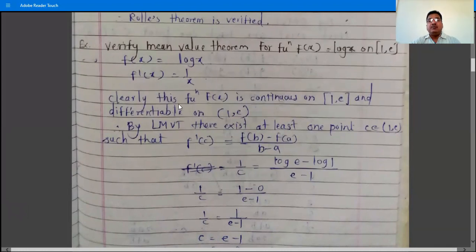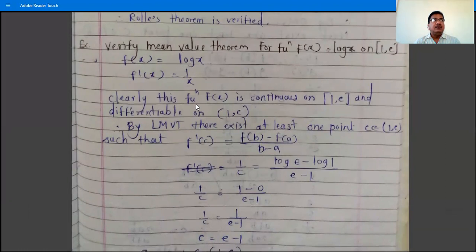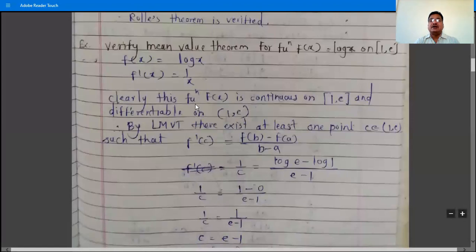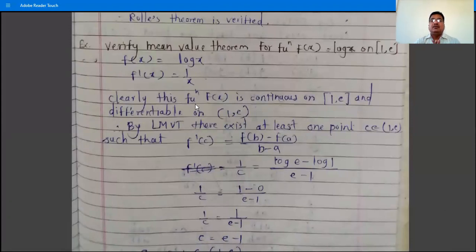So write clearly that the function f(x) is continuous on the closed interval [1, e] and differentiable on the open interval (1, e), because the logarithmic function is continuous and differentiable everywhere. In the verification of each theorem, that is Rolle's theorem, Lagrange's mean value theorem, Cauchy's mean value theorem, there is no need to prove that the function is continuous and differentiable. Directly write that the function is continuous on the closed interval and differentiable on the open interval.